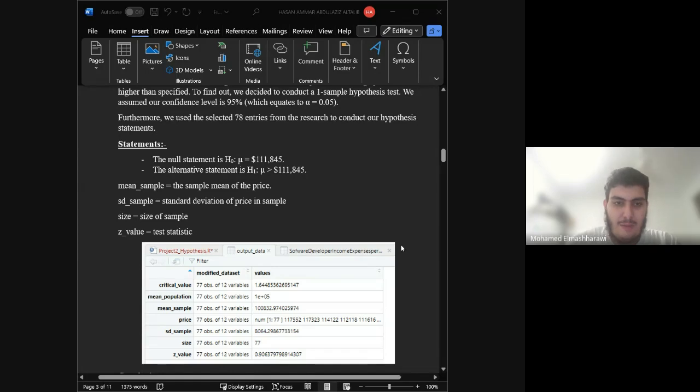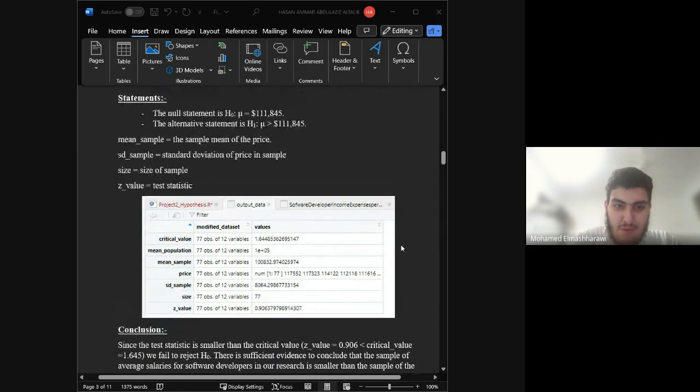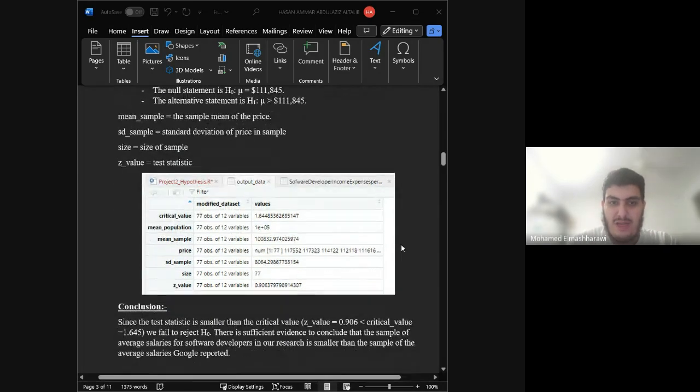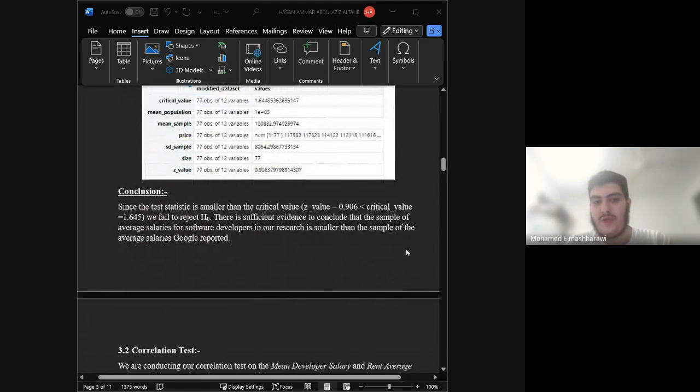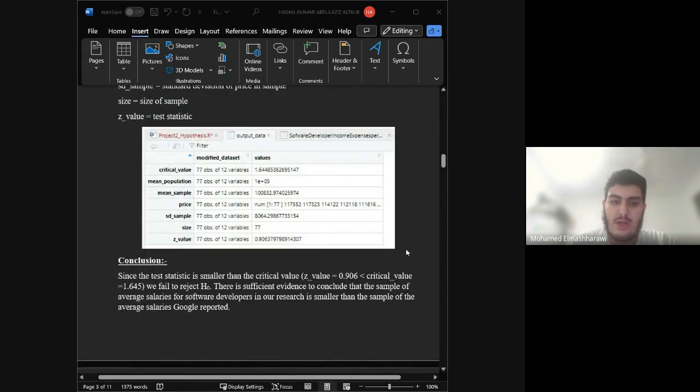Now I'm going to explain some variables and give a brief meaning for them. For example, the mean sample is the sample mean of the price. The SD sample is the standard deviation of price in the sample. The size is equal to the size of the sample, and the Z value is the test statistic. Now I'm going to give a brief conclusion about our hypothesis test.